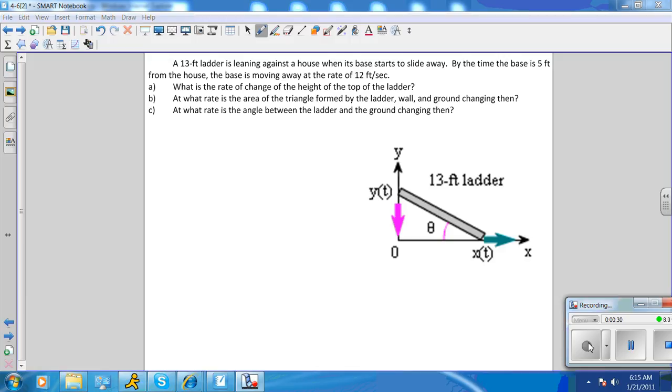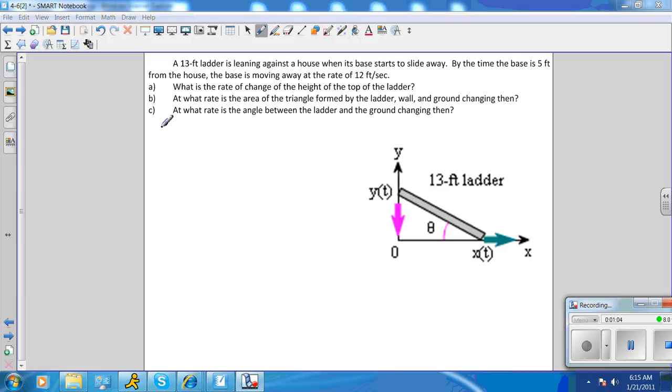In our case, we want to figure out what we have when the base is 5 feet away from the house and it's moving away from the house at 12 feet per second. We need to figure out what is the rate of change of the height of the top of the ladder, what is the rate of change of the area of the triangle for some reason, and how fast the angle is changing between the ground and the ladder. So let's look at the first part of this question.